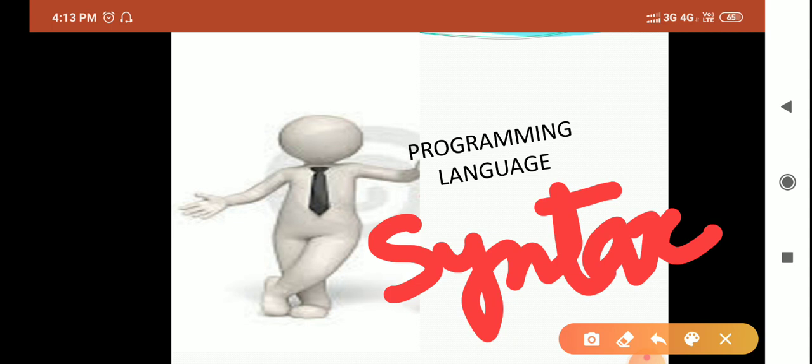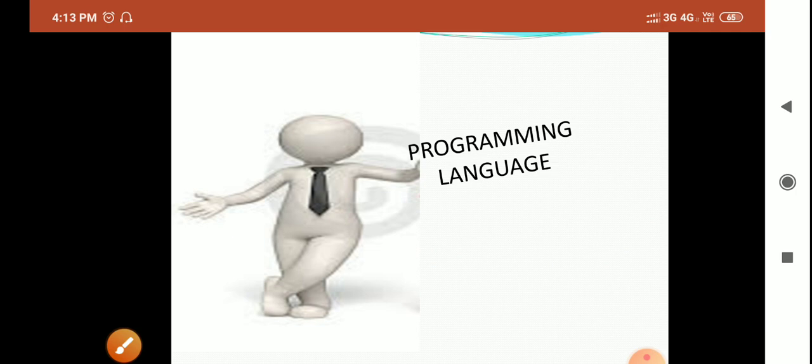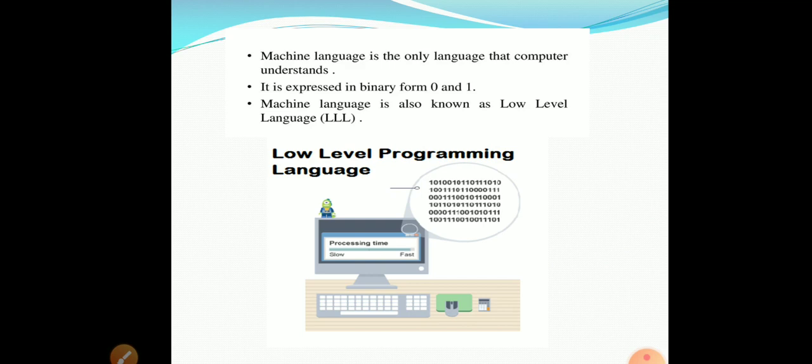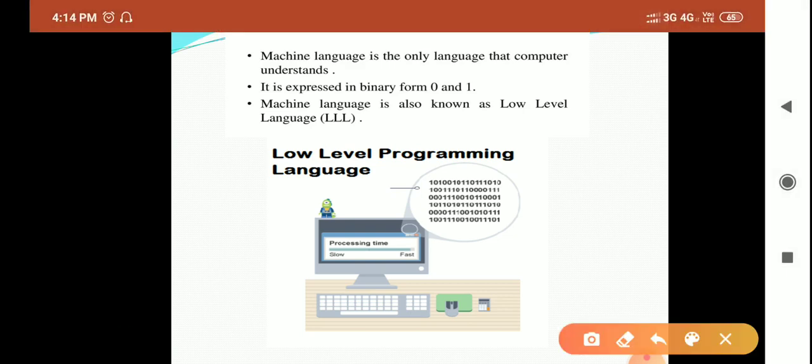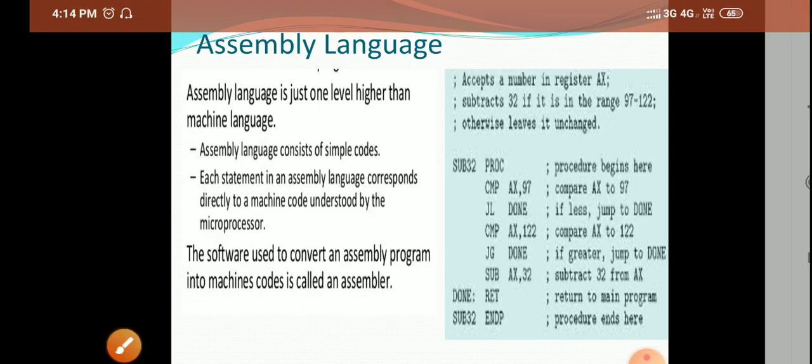Now, let us know what are the different types of programming language and how we can use them. Programming language is generally divided into low level language and high level language. And low level language is divided into machine as well as assembly level language. Machine language is the only language that the computer understands. That is binary numbers, that is 0 and 1. That is why it is known as low level language.